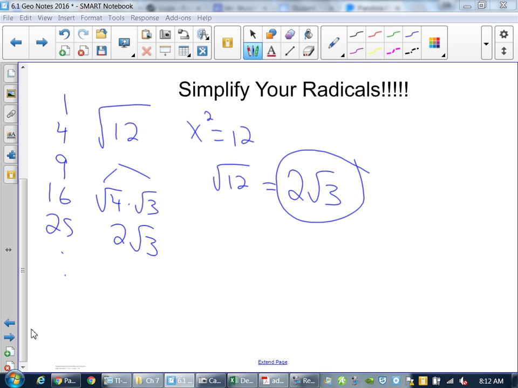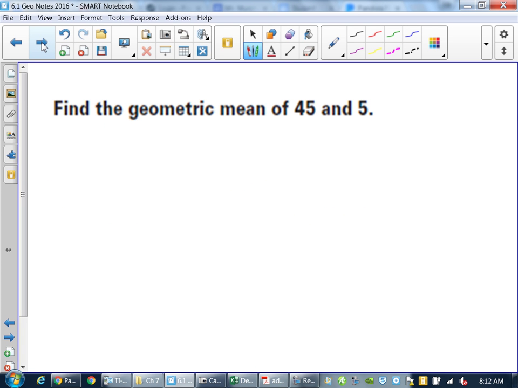Because then when you get to Algebra 2, you still leave them in simplified radical form and you work through them. So just so you guys know, if you don't have that calculator, you've got to get it, okay? You have to have it. So, how do we write out, find the geometric mean of 45 and 5?